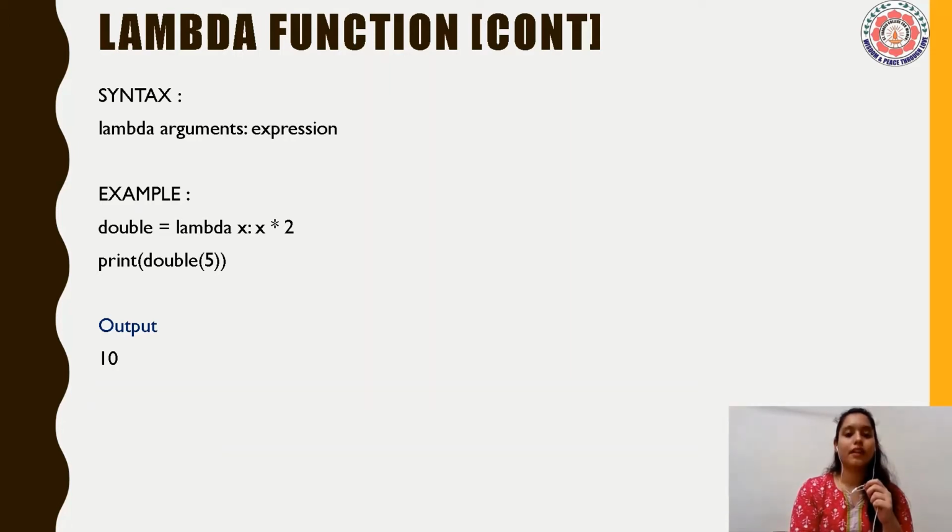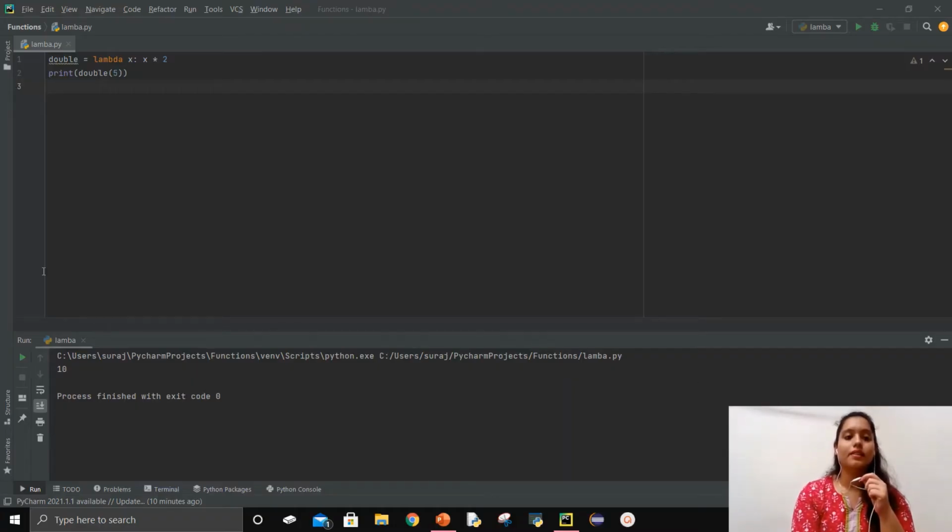Now here is an example of the lambda function. Let us look into this example in the Python software. In this example, lambda x star 2 is nothing but a lambda function, where x is called an argument, and x star 2 is the expression that gets evaluated and returned. As this function has no name, it returns a function object which is assigned to the identifier called double. Now it prints double by passing the value 5, and the output is 10, as 5 into 2 is equal to 10.